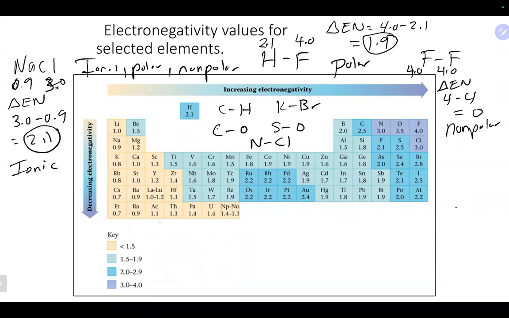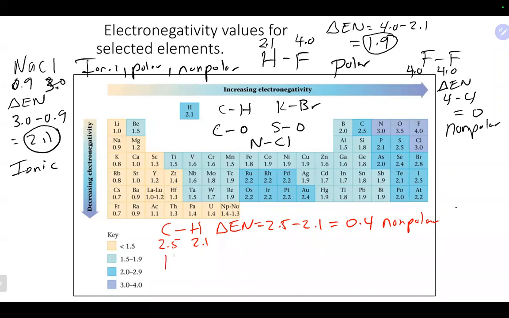So we'll do carbon and hydrogen first. Carbon is 2.5, I believe, and hydrogen is 2.1. So again, we're just going to subtract the smaller number from the bigger to get us a positive number, and that's going to be 0.4. So with the difference being 0.4, is that polar, non-polar, or ionic? That is non-polar. That is really why the cutoff is 0.4, because that's pretty much the bonds we find in organic molecules, and they're non-polar. So that is why it goes up to 0.4 for that particular bond.